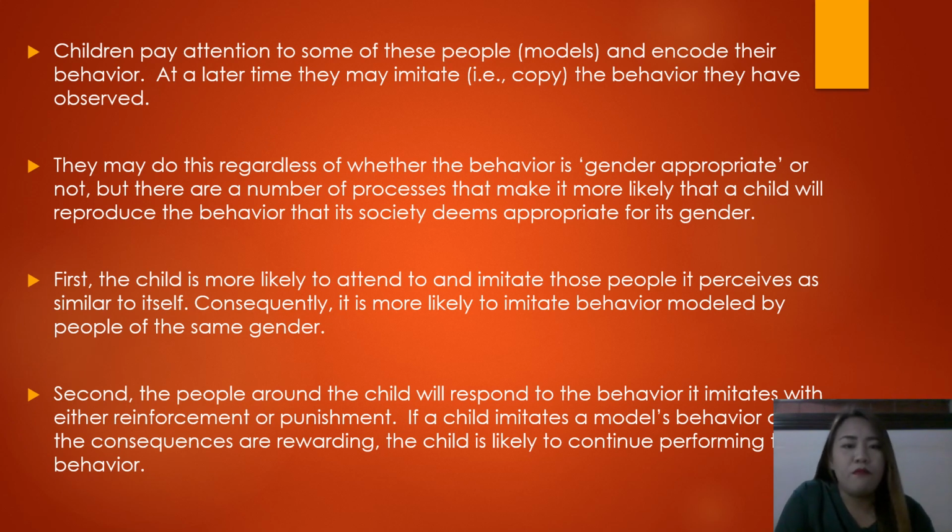But there are a number of processes that make it more likely that the child will reproduce the behavior that its society deems appropriate for its gender. According to observational theory, first, the child is more likely to attend to and imitate those people it perceives as similar to itself. Consequently, it is more likely to imitate behavior modeled by people of the same gender.